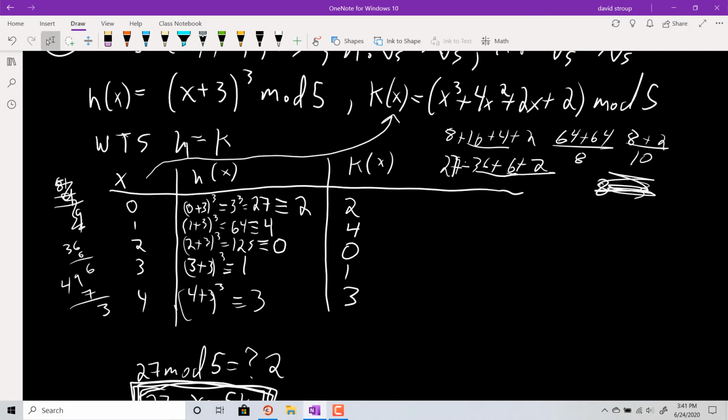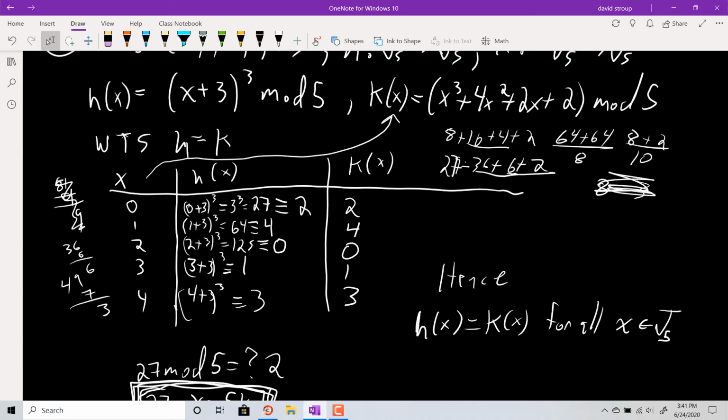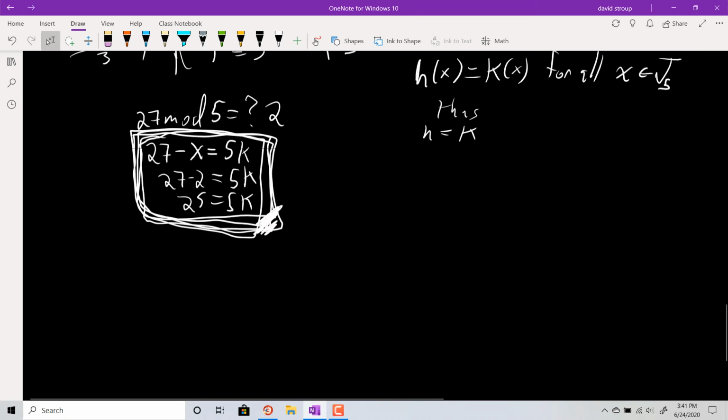So anyways, long story short, they're all the same, so hence h of x equals k of x for all x in our domain, which was J5. Thus, we can conclude h is equal to k. Right? So it definitely would be a lot harder if you have an infinite set, and it would probably require some different approach. I'm not going to worry about that. Oh, and it's not in the homework, so we'll just go on to something else.